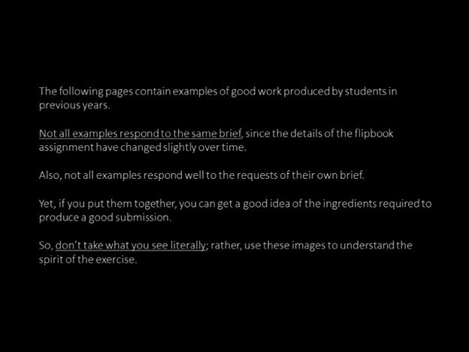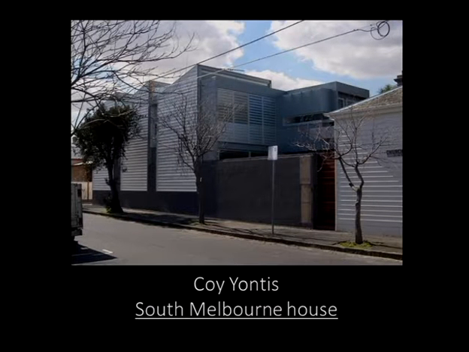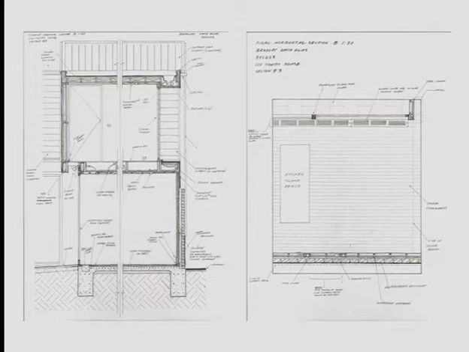So don't start with panic and emails. This assignment is different. We've got several of that in the last years. So these examples are a bit different. I can show you a house we're no longer using. Coyontis, South Melbourne House. This is the first example. You have already seen these 2 drawings, section and plan as built.